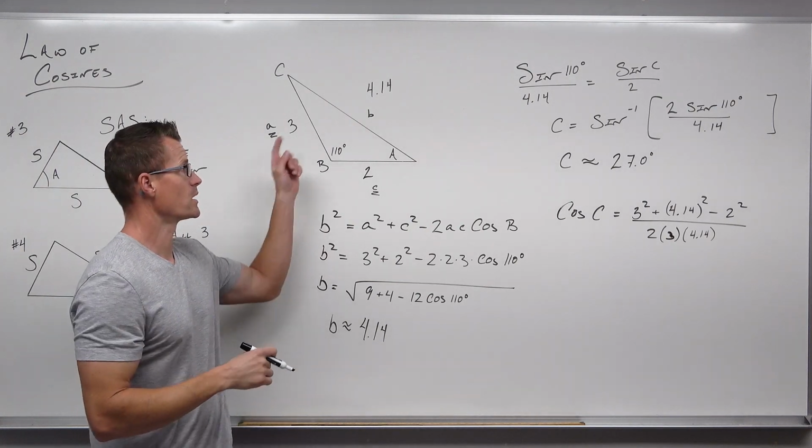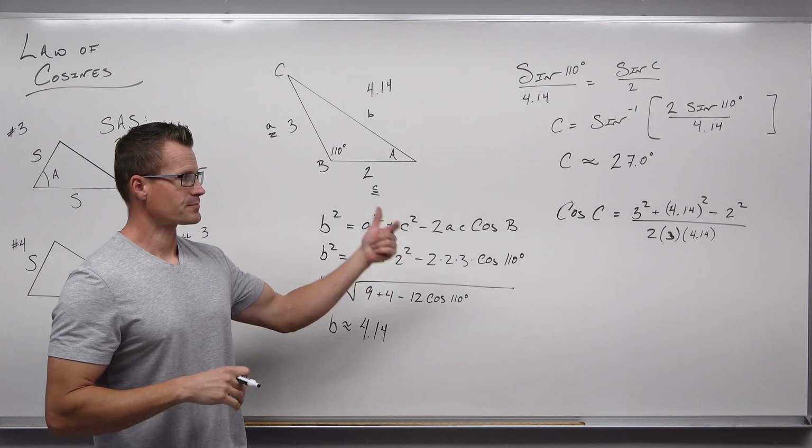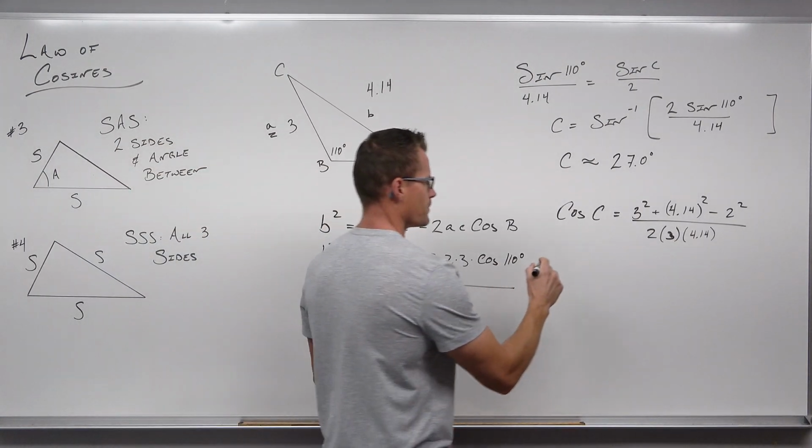Divide by 2 times the product of the adjacent sides to whatever angle you're finding. Exactly that. Then we're going to take cosine inverse.